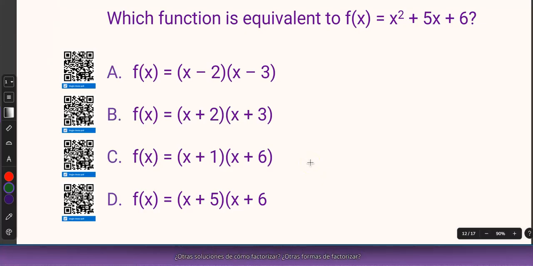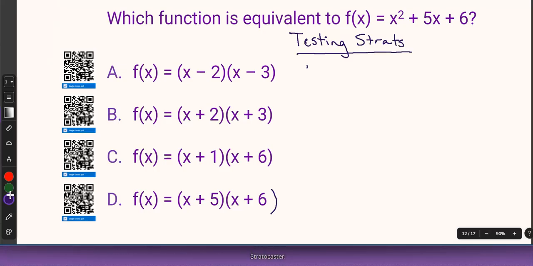Okay, so first thing we're going to do is try and figure out which ones we can eliminate. There is one here we can eliminate. That's testing strategy, remember? So first things first, testing strategies. Can I eliminate?